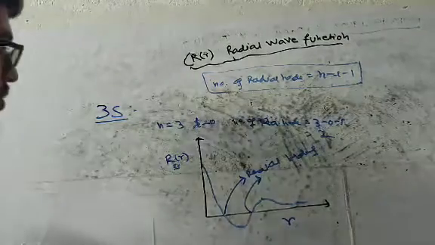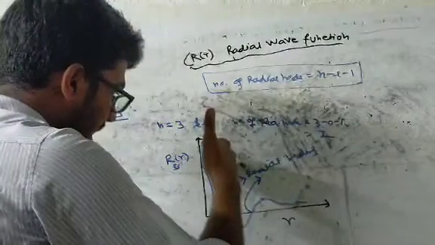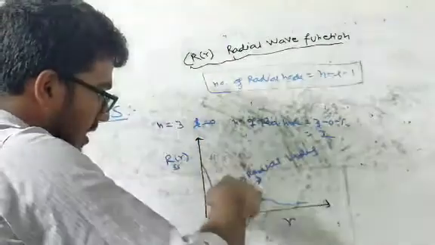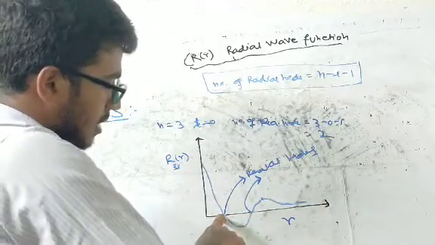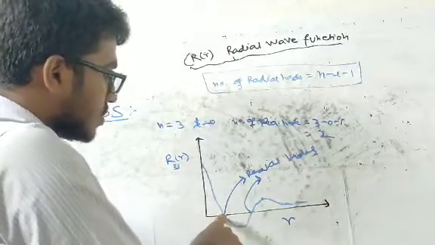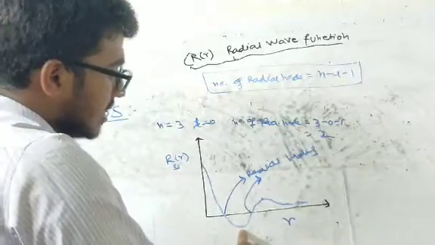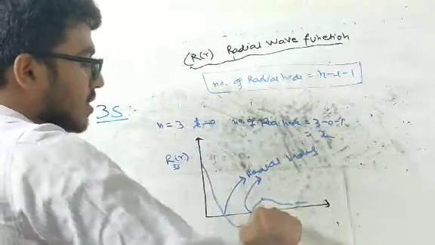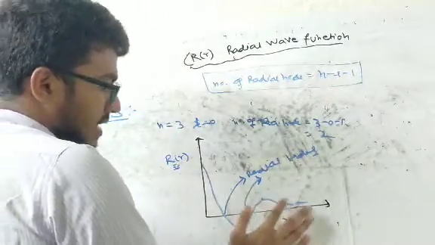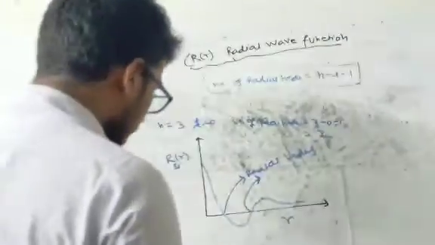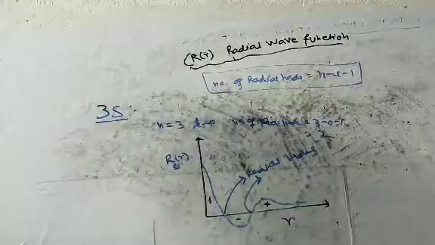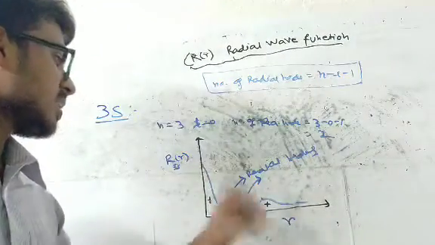Now, as the value of r increases in this direction, R of r decreases and touches the r axis. So here the value of R of r equals 0. This is the first node, and then it again decreases and then increases and touches the r axis again. Here again R of r equals 0, and then it increases and then decreases up to infinity, and it will never touch the r axis further. So this is the positive phase, this is the negative phase, and this is the positive phase.